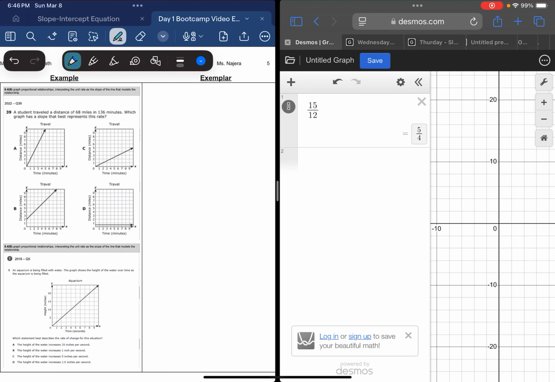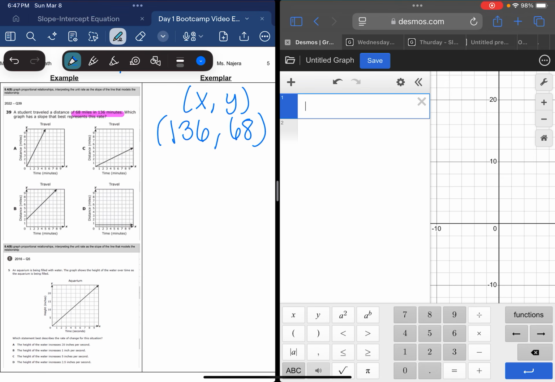Next question says a student traveled a distance of 68 miles in 136 minutes. Which graph has a slope that best represents its rate? Again, time is always X, so we have 136, 68. Now I can already tell that this coordinate is way too big. I'm going to have to simplify it. So I'm going to use my trick, 136 divided by 68, and it gives me 2.